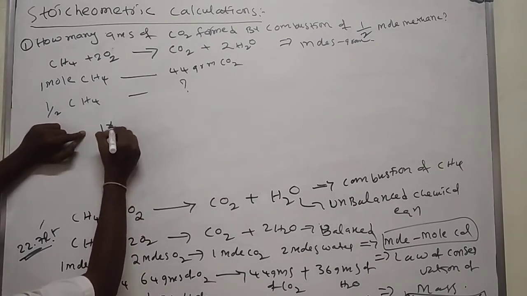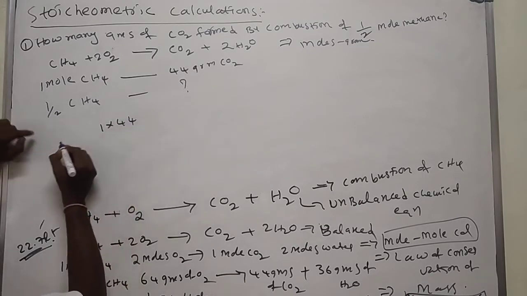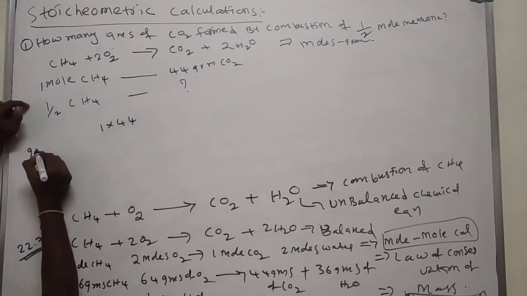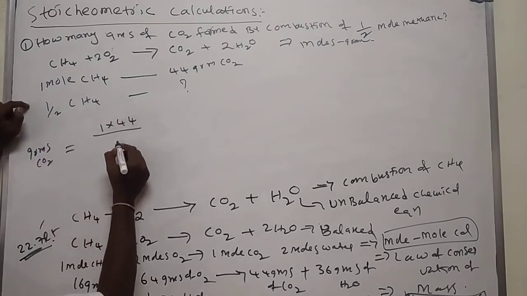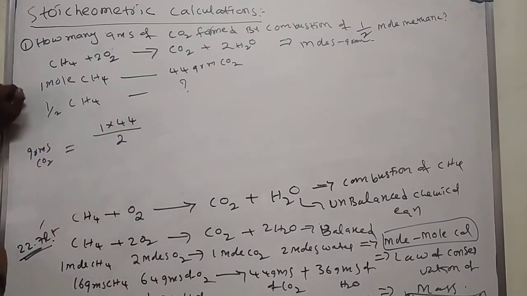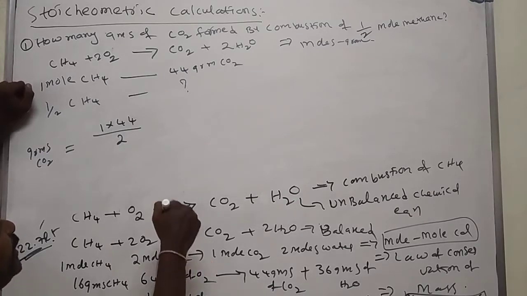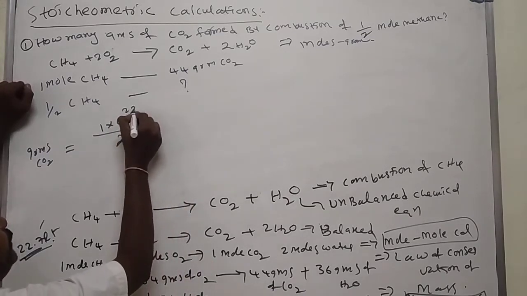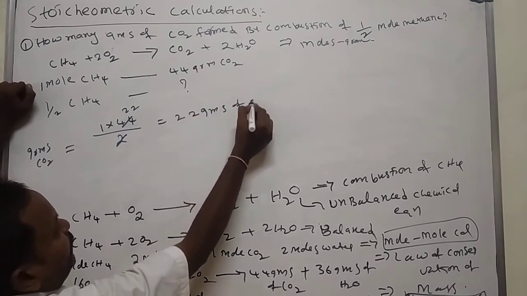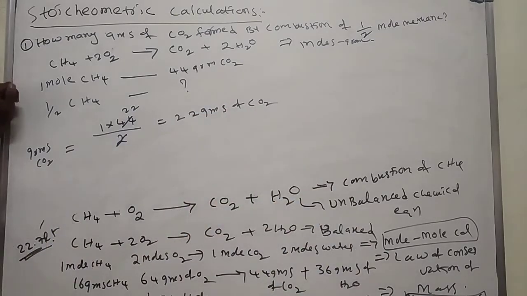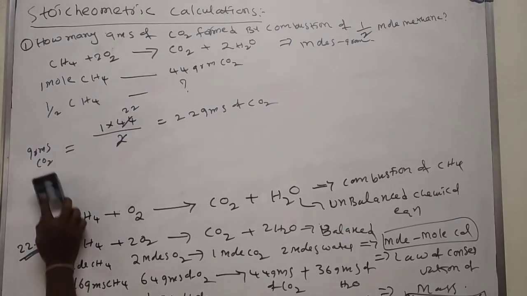Grams of carbon dioxide is equal to 1 into 44 by 2. Now 44 by 2 is 22. We get 22 grams of carbon dioxide. In continuation, we'll see one more problem with another relation.